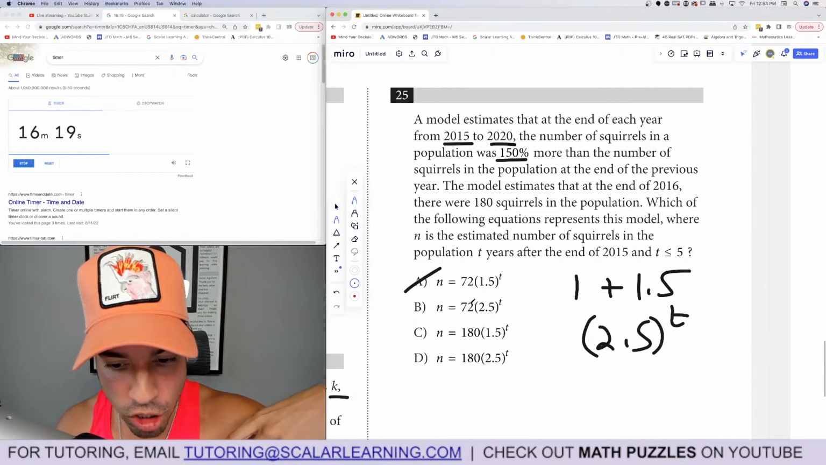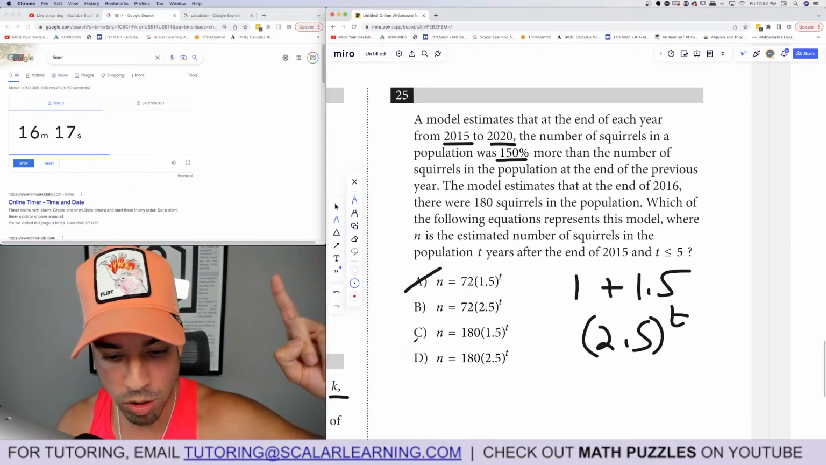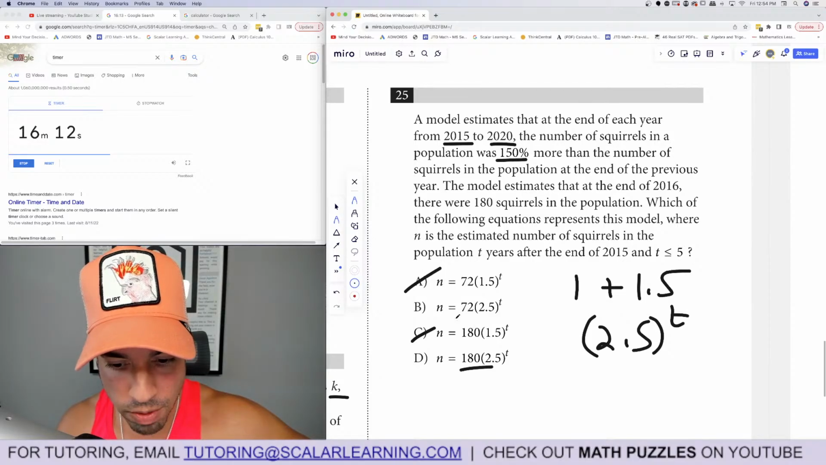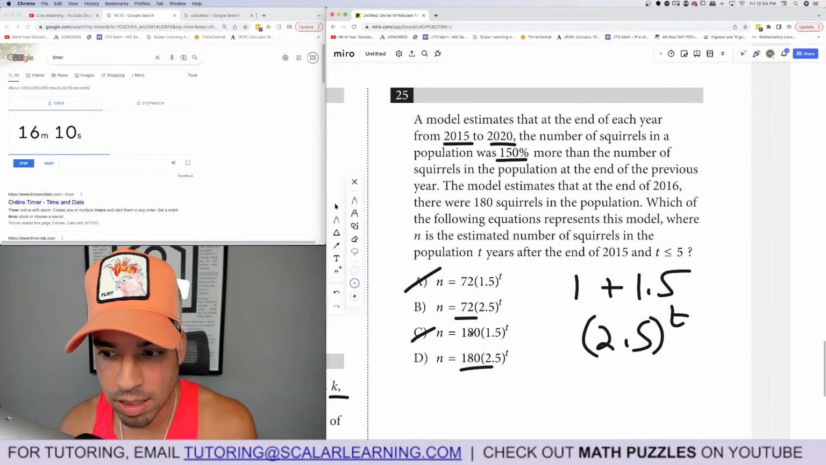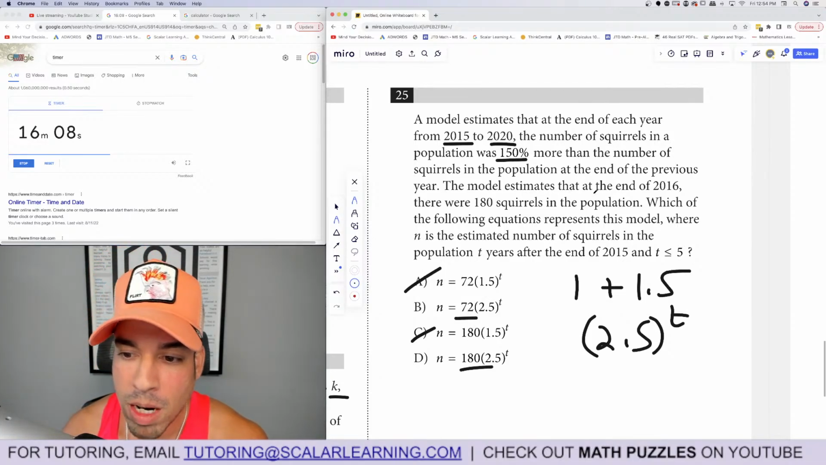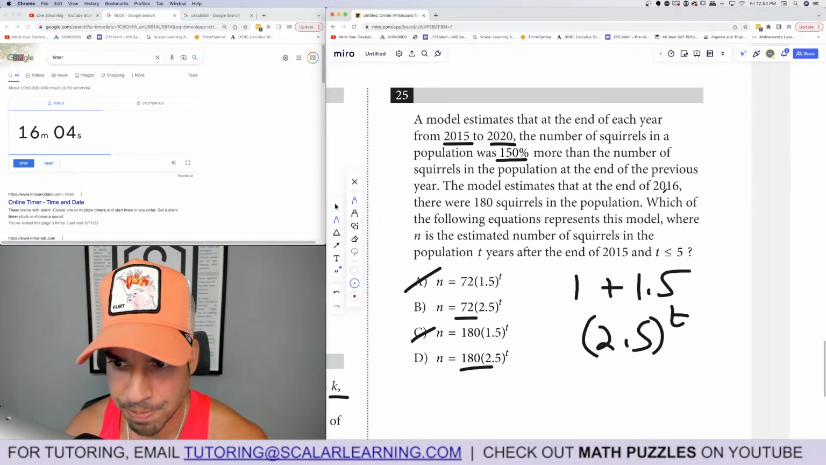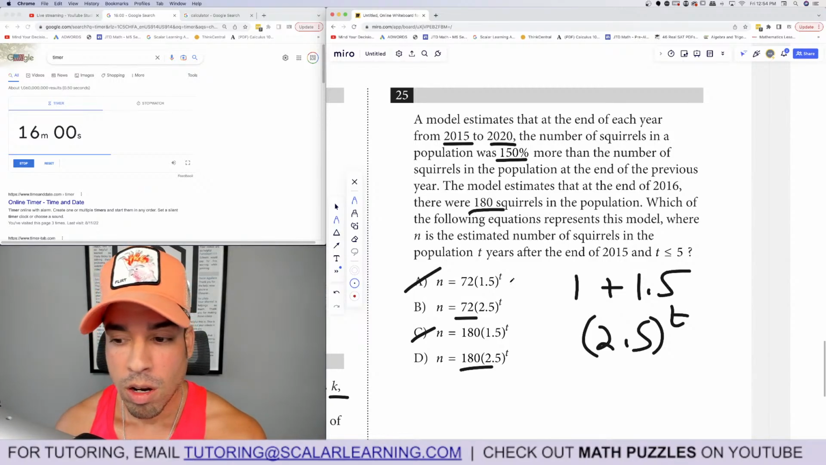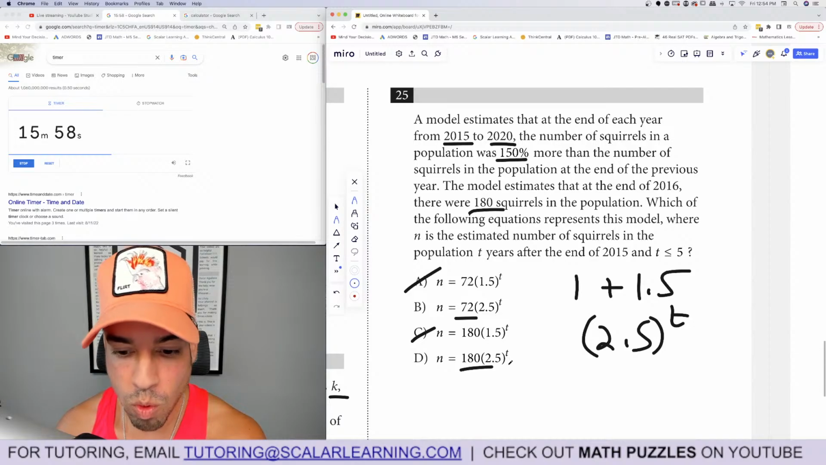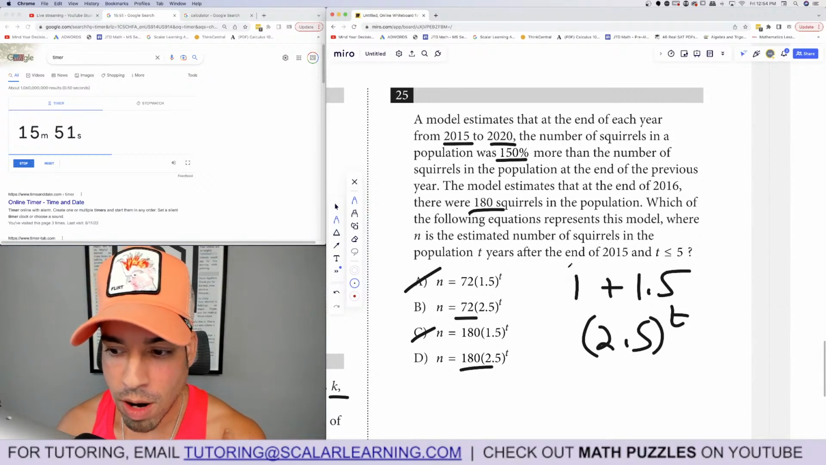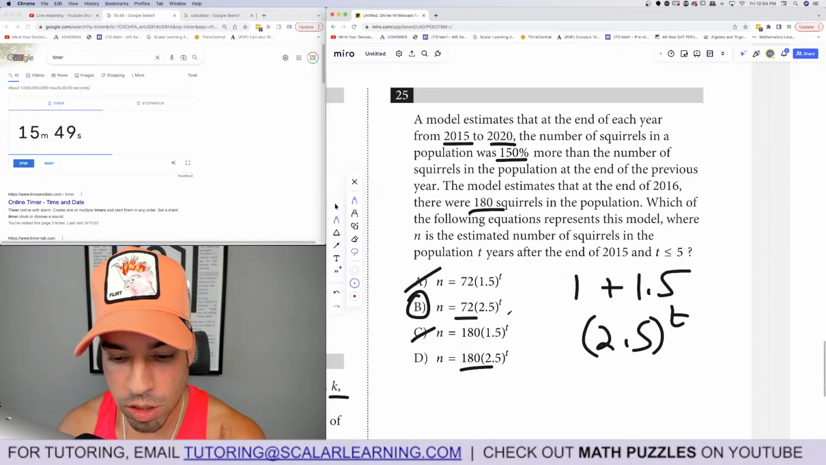I'm already going to jump to the conclusion, but we'll make sure it's right, that it's going to therefore be either B or D. Now the question is the initial value. Is it either 72 or 180? That's the difference. So then it says the model estimates that by the end of 2016, it's 180. That means when I plug in 1 to the correct equation, I should get 180. So I can already tell you that it's going to be B.